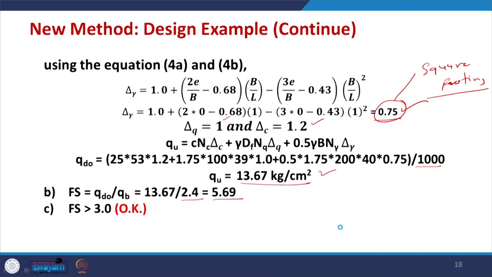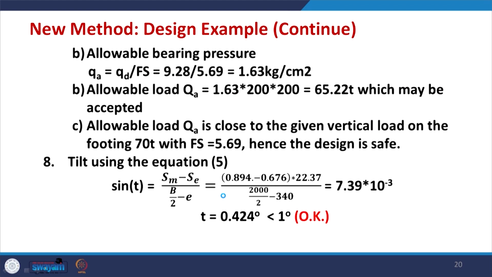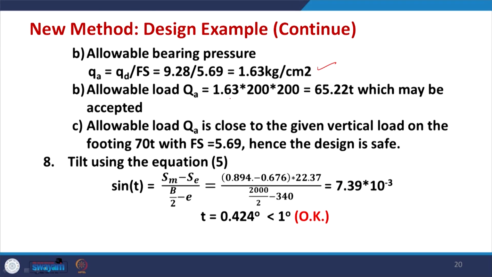Now, when you have 9.28, we continue with the same factor of safety which we used earlier, 5.69, and find the allowable pressure 1.63 kg per centimeter square. Understand that this bearing pressure has been found with a factor of safety of 5.69, and we find the allowable load using this bearing pressure, which comes to 65.22.